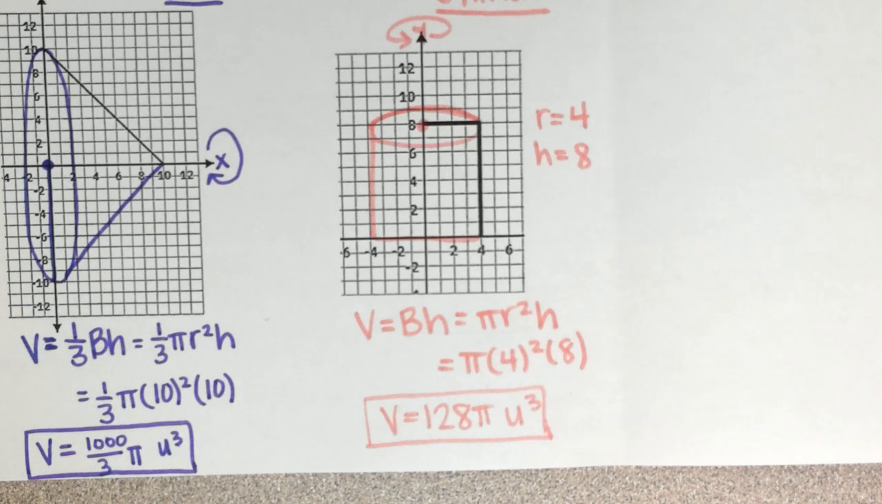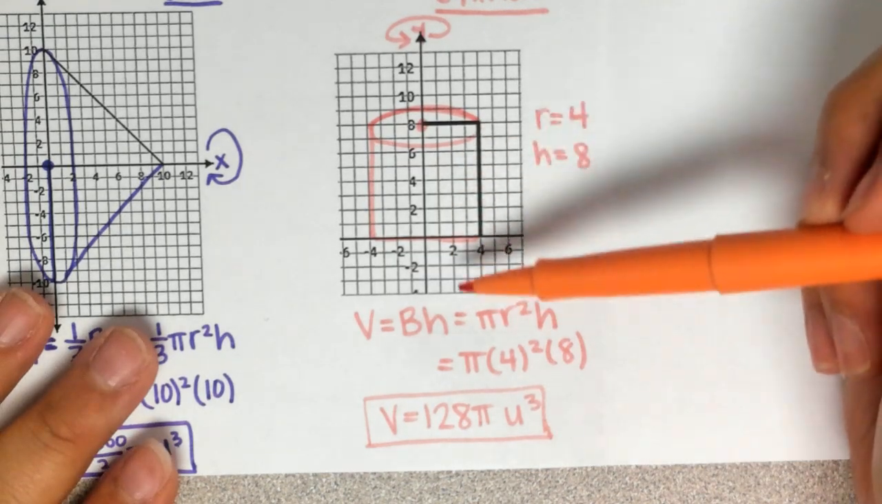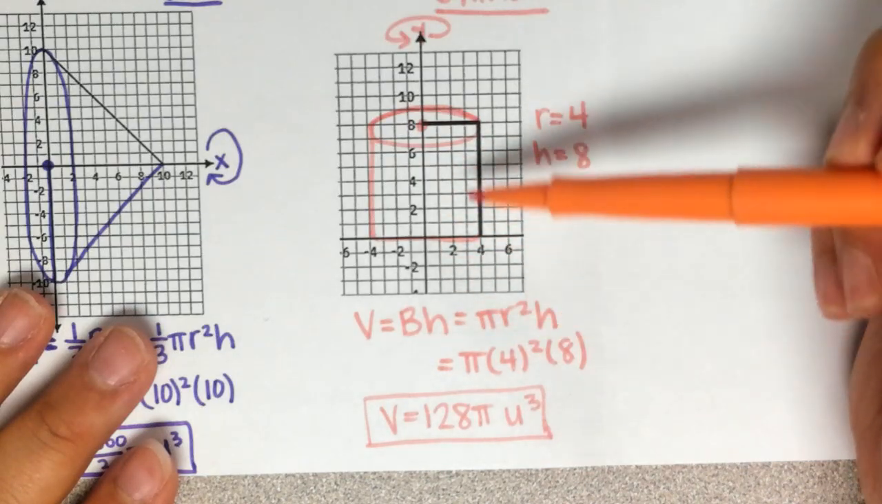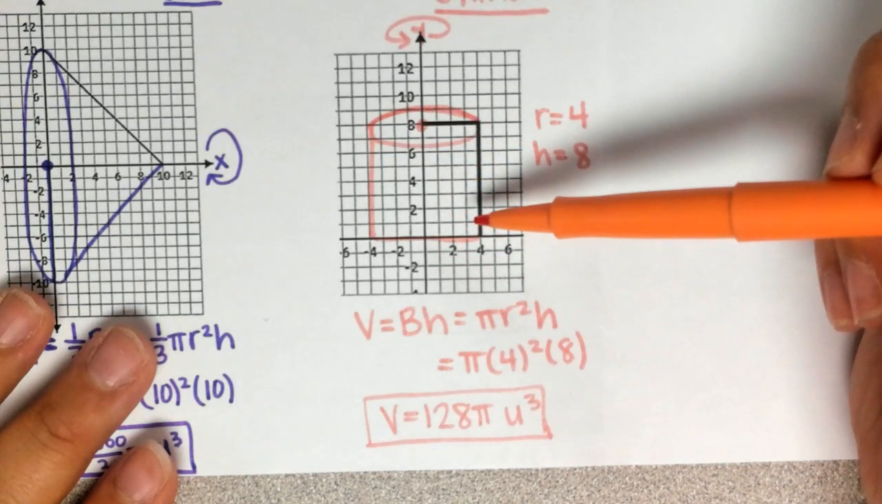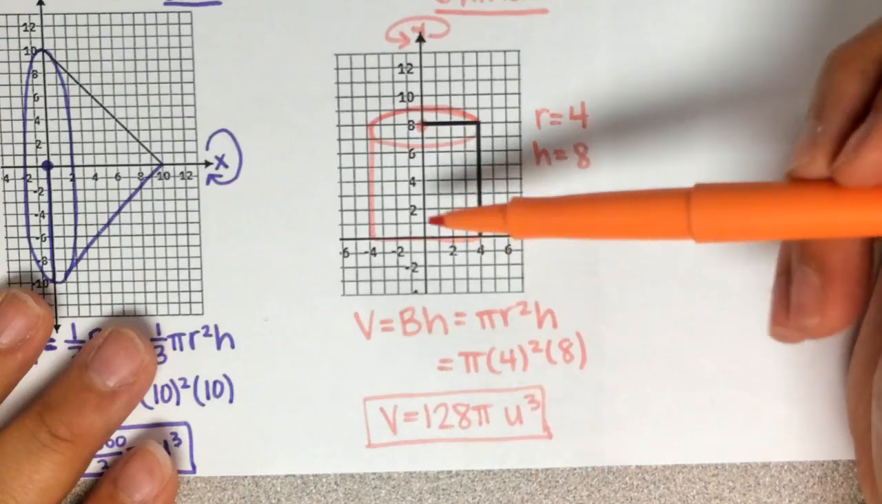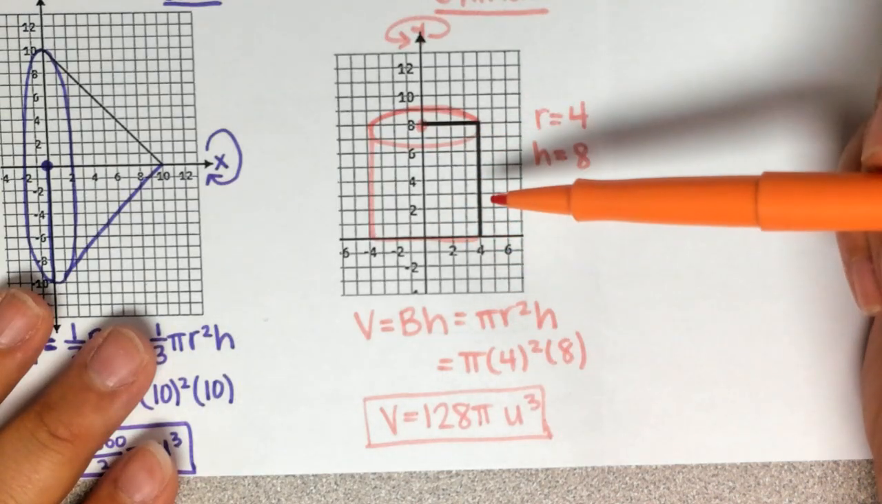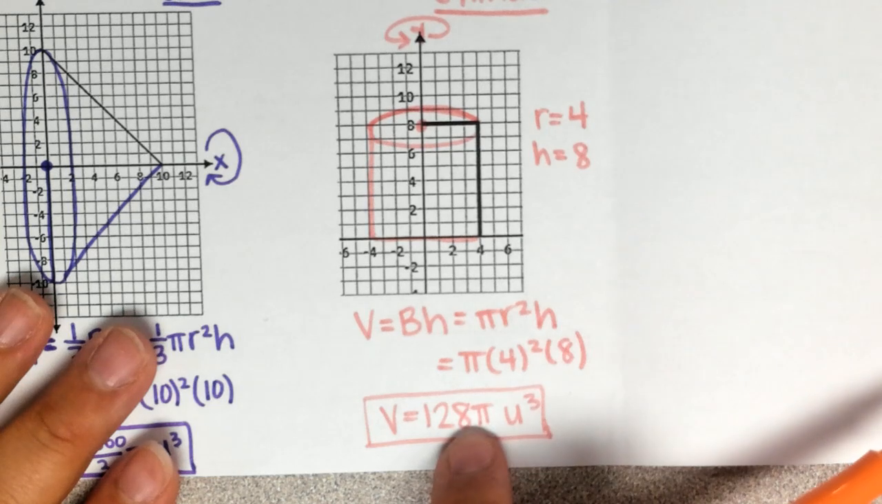Okay, what if this had told me to rotate about the x-axis instead? Would that change my volume? Why? If this told me to rotate about the x-axis, what would my radius be? The radius would be 8, and what would the height be? 4. So what's 8 squared? Times 4, is that 128?